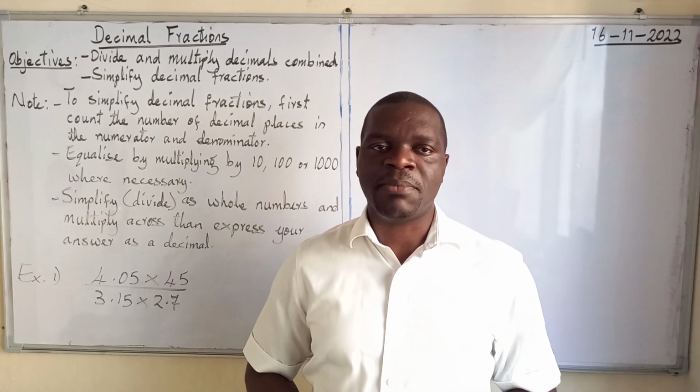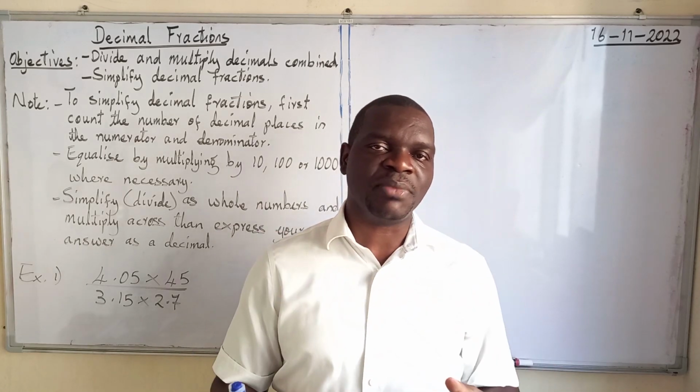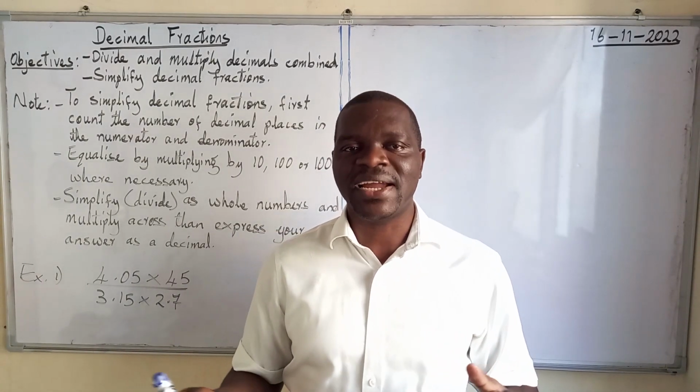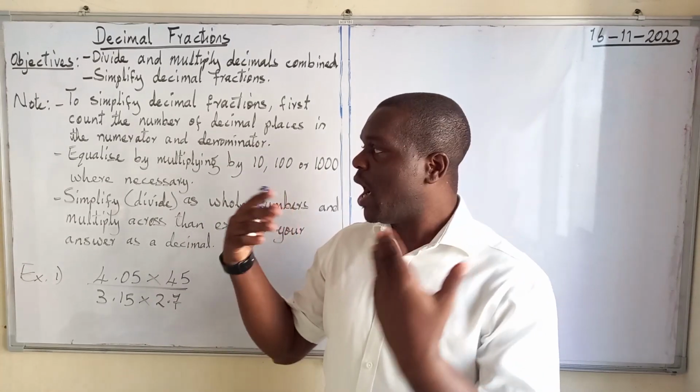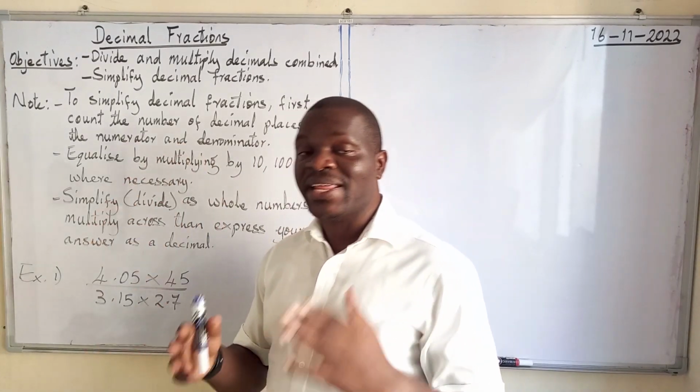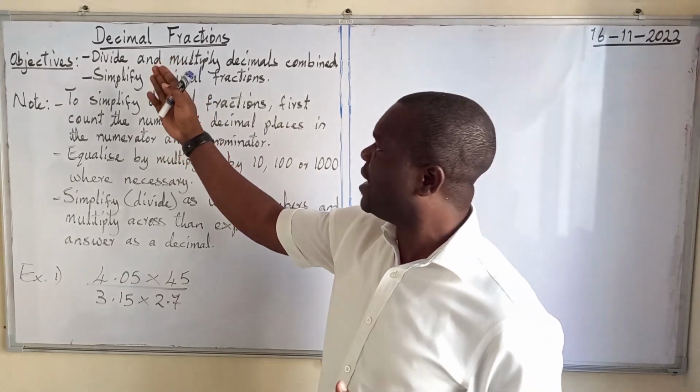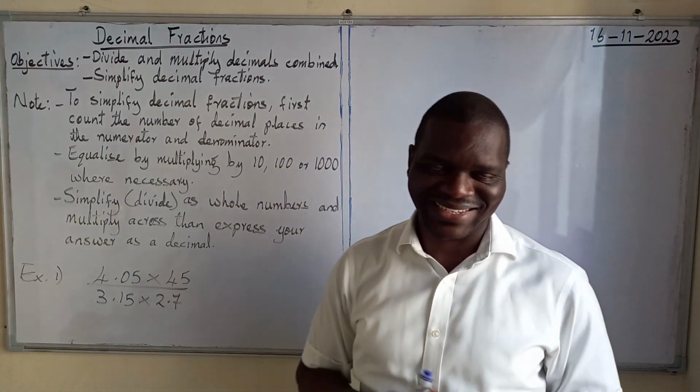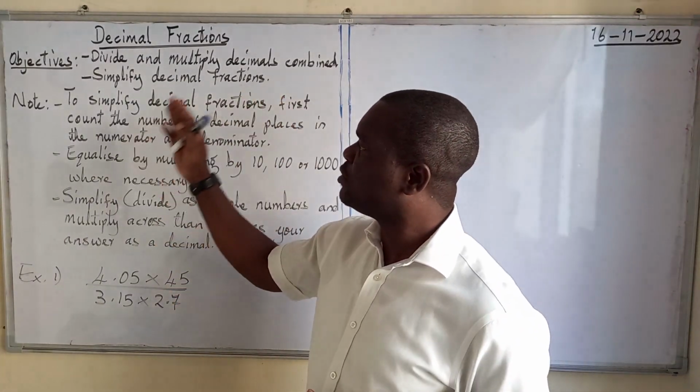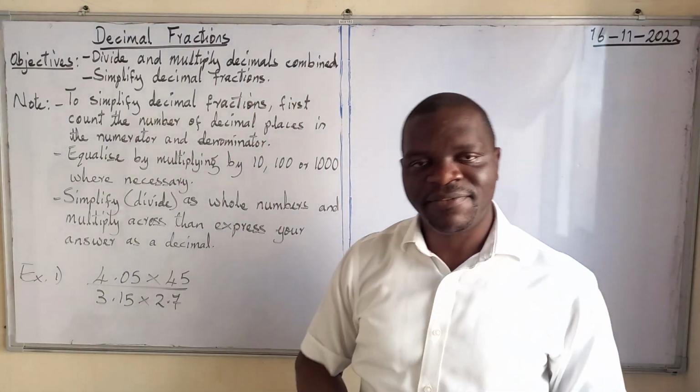So what is this all about? These are a combination of decimals multiplied and divided in one problem. How can we solve this? First, by the end of the lesson, we should be able to divide and multiply decimals combined, and equally to be able to simplify decimal fractions.